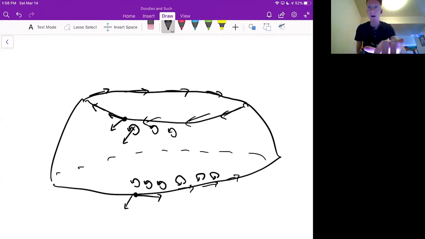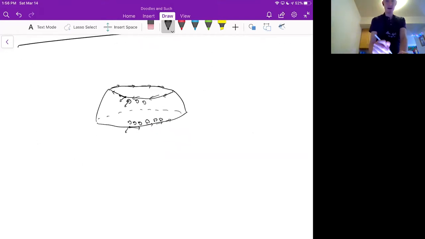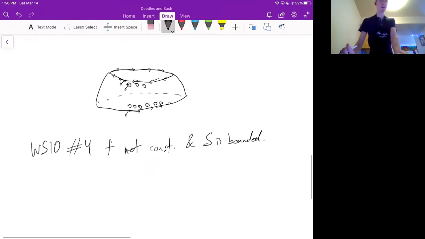So worksheet 10, problems 4 and 5 are the question. These are a little tricky. Also, I meant to update this PDF and I still haven't. Problem 4 should have an additional assumption. It's not that important, but just to be technically correct, in worksheet 10, number 4, we should also assume that F is not constant and S is bounded. This is just to make sure that the stuff we're talking about even makes sense.